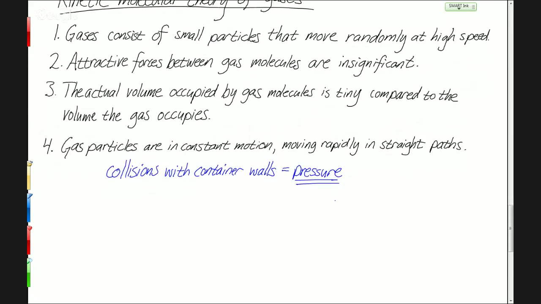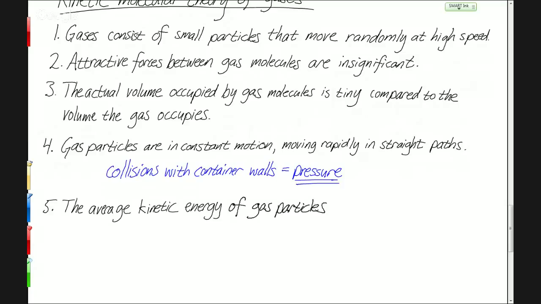And then the final piece of this: the average kinetic energy of gas particles is proportional to the Kelvin temperature.